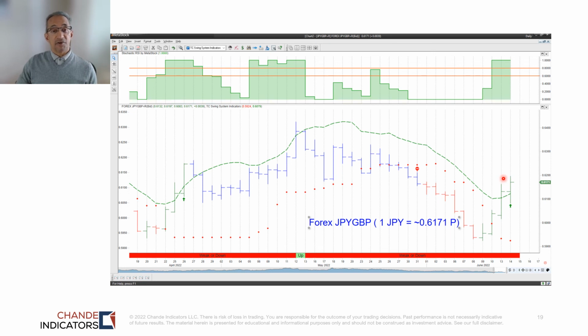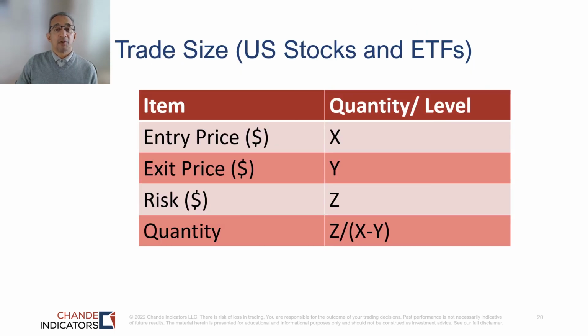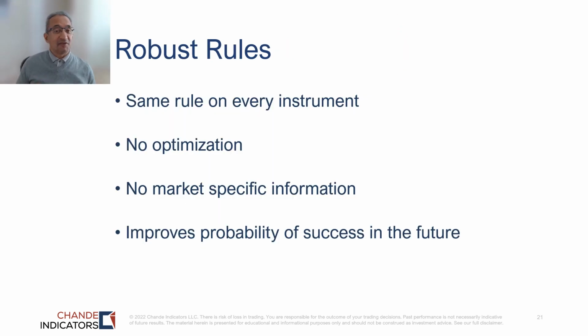Again, this is a cross rate. I'm not recommending that this is right for everybody. I'm just trying to illustrate the idea of how you could apply this logic in different time scales and across all kinds of instruments. This is how we would calculate the trade size. If the entry price is X that we know and the exit price is Y that we know because of the stop, and we want to risk say 2% of capital, Z, then the quantity is simply Z divided by X minus Y.